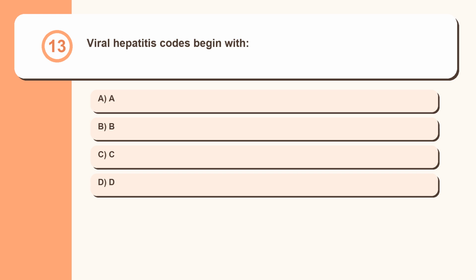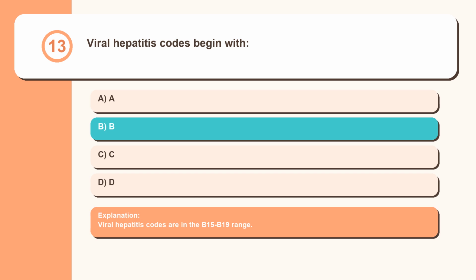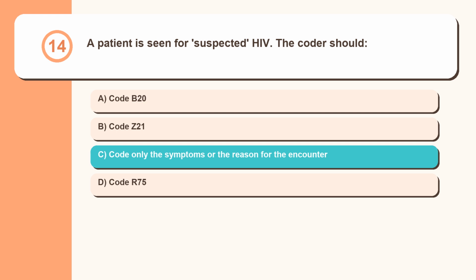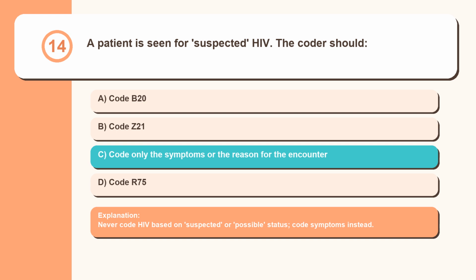Question 13. Viral hepatitis codes begin with A, B, C, D. Viral hepatitis codes are in the B15-B19 range. Question 14. A patient is seen for suspected HIV. The coder should code B20, code Z21, code only the symptoms or the reason for the encounter, or code R75. Never code HIV based on suspected or possible status; code symptoms instead.